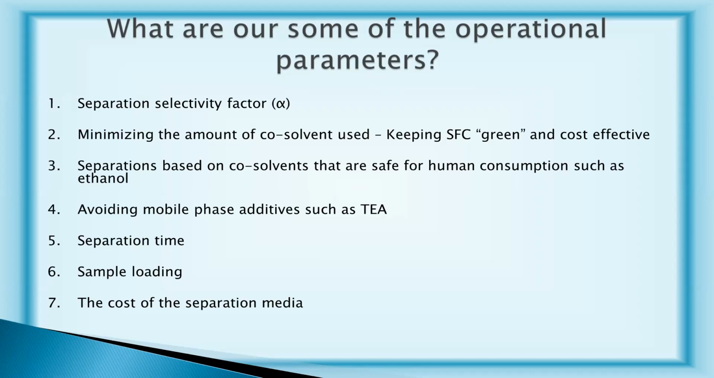One of the things that we think about when we're looking at natural products is, can this be used for human consumption? So one of the things we think about is looking at separations that are based on ethanol, so that if we have to go to human consumption, we may have some residual ethanol or whatever, but that's believed to be safe for human consumption. We'd like to avoid mobile phase additives, such as TEA. We'd like to look at separation time.